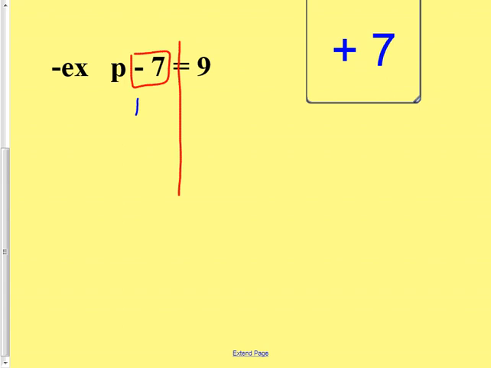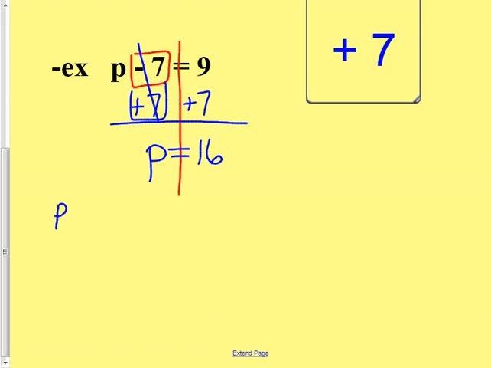When I look at this, the minus 7 and the plus 7 cancel, leaving us with P on the left-hand side and 9 plus 7, which is 16, on the right-hand side. And when I go to check, I'm going to do P minus 7 equals 9. So we're going to put a 16 there and see if that works. 16 minus 7 is 9. So both sides of our equation are balanced.